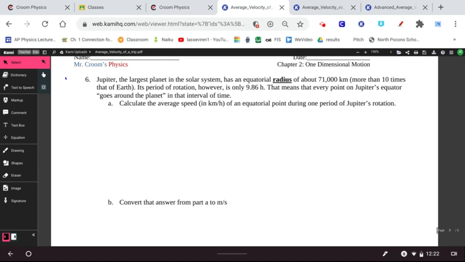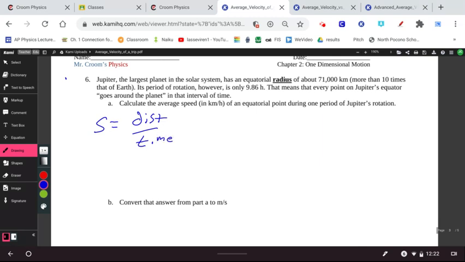Its period of rotation is 9.86 hours. Our period of rotation is 24 hours. That means every point on Jupiter's equator goes around the planet in that time interval. And then it asks you to calculate the average speed at the equator. Now, to do that, ultimately speed is equal to distance divided by time.